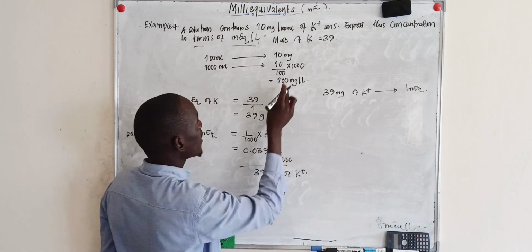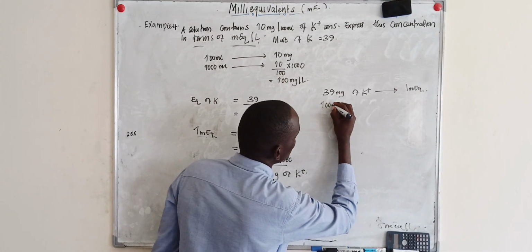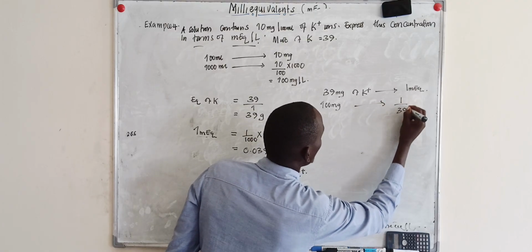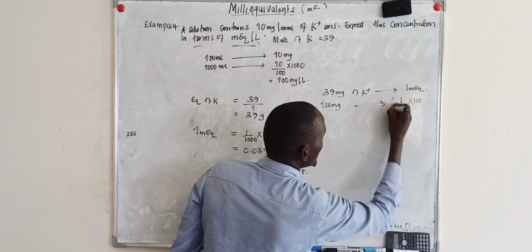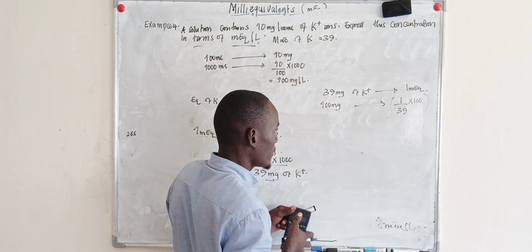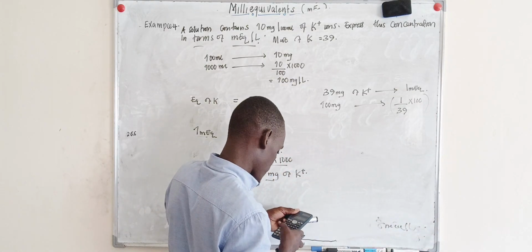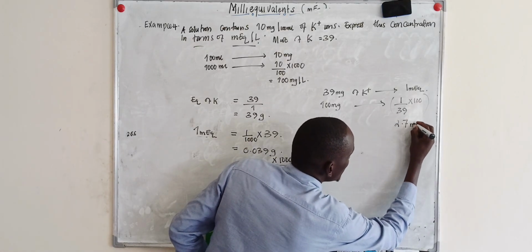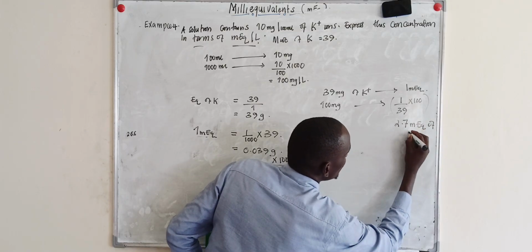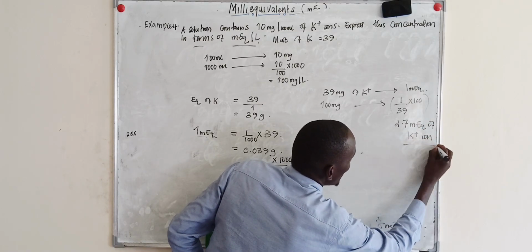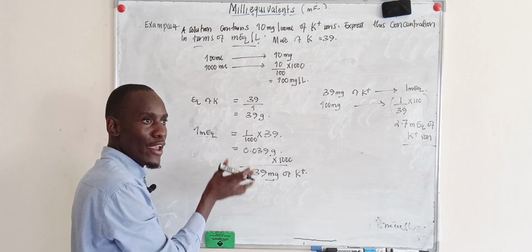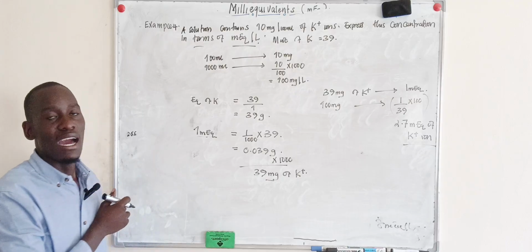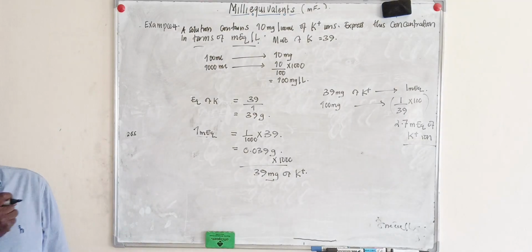How about the 100 milligrams? This will contain 1 out of 39 times 100. When we compute this, we are going to get 2.7 milliequivalents of potassium ions. And that is how we get the answer. I hope you have got the same value with me. Let's look at our fifth example.